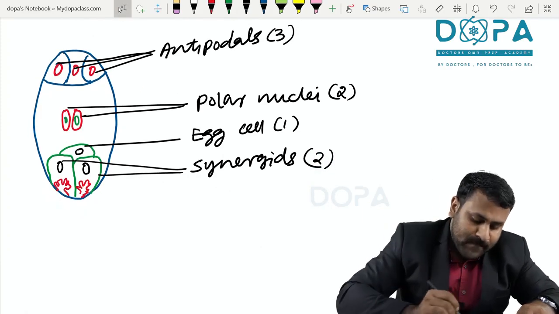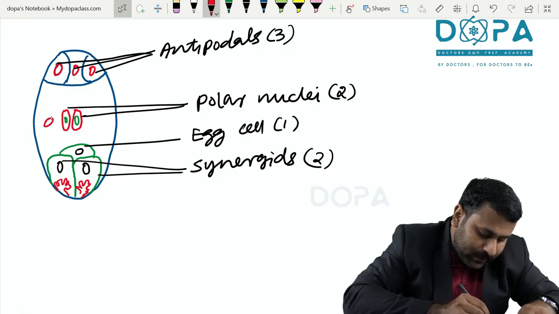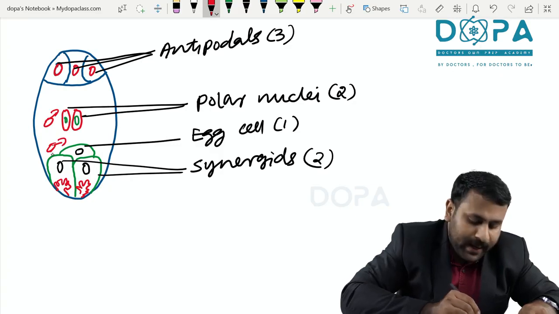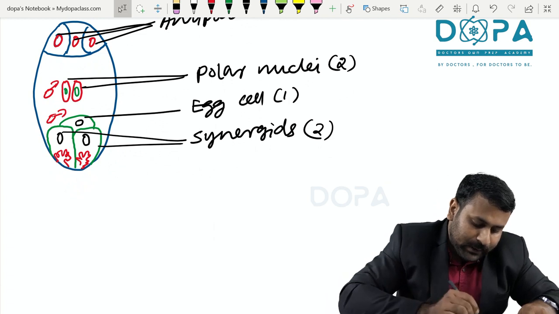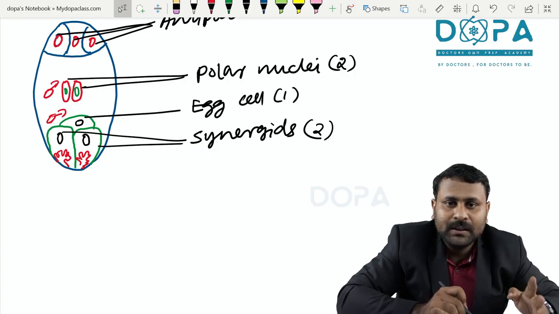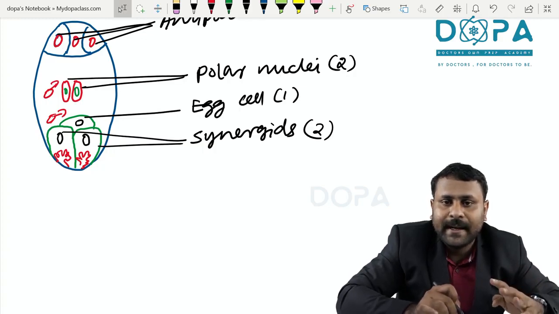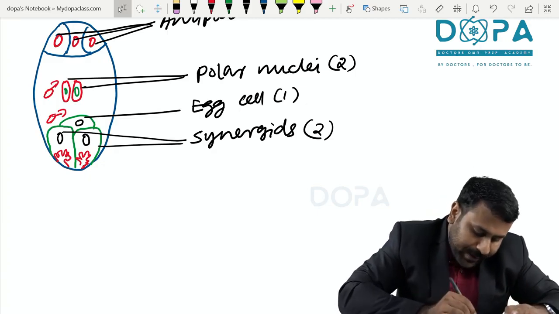Okay, then what happened? Two male gametes are discharged and 1 male gamete moves towards polar nuclei and another male gamete moves towards egg cell. These male gametes are discharged primarily at the cytoplasm of synergids, and 1 male gamete moves towards egg nucleus and another male gamete moves towards polar nuclei or central cell.